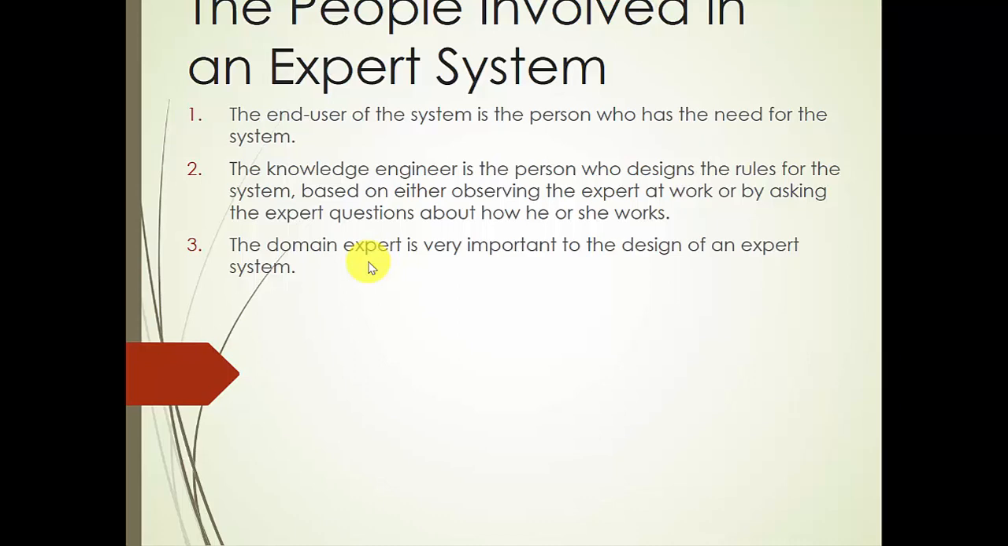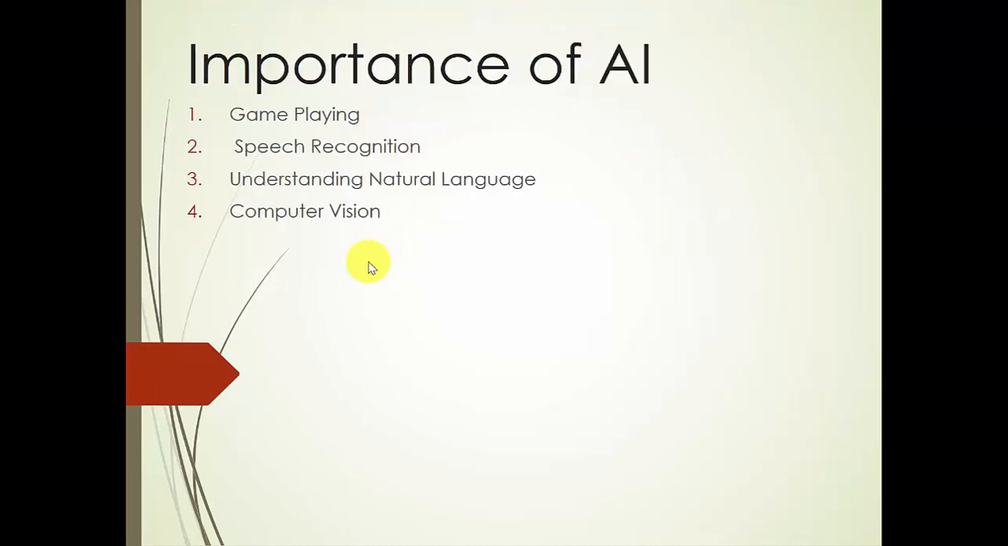Now, what is the importance of artificial intelligence? The first one is its use in gaming, just like we use it to play games. The idea behind all of these games is artificial intelligence used from expert systems.